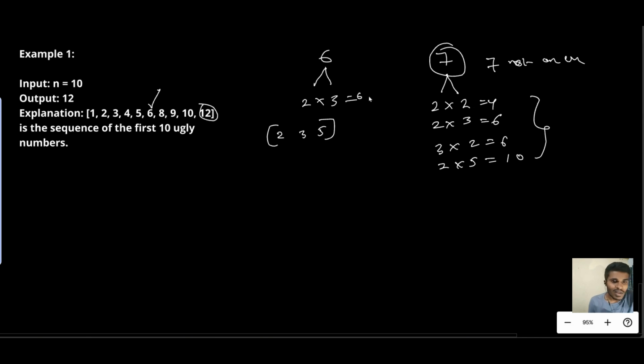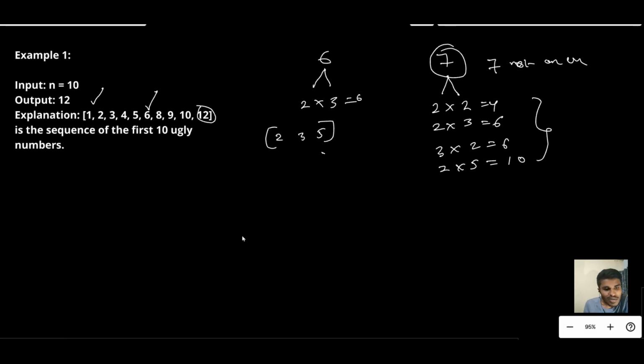So I can say that an ugly number is a positive integer whose prime factors are 2, 3, and 5. Till here we understand what an ugly number is. Now let's see how to find the nth ugly number. Here our main objective is to find the nth ugly number. Just look at our example, guys.